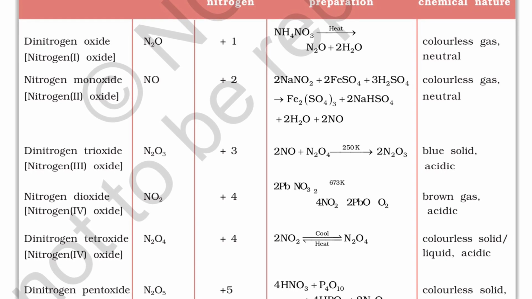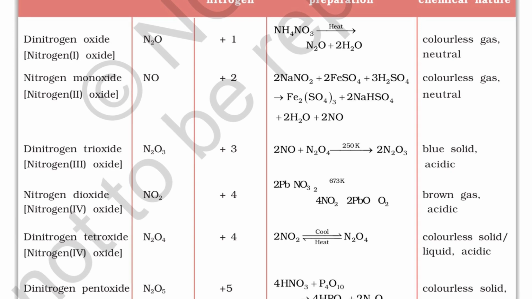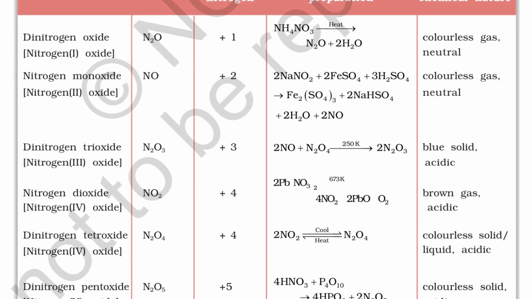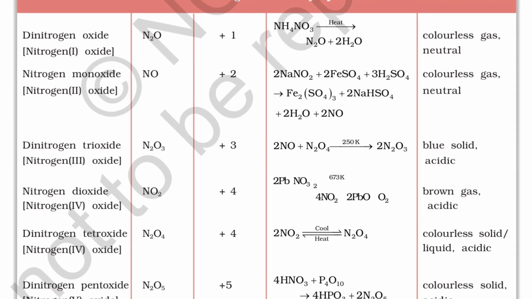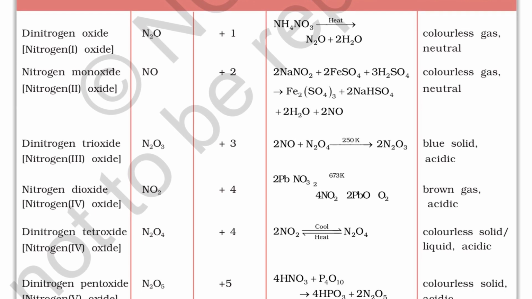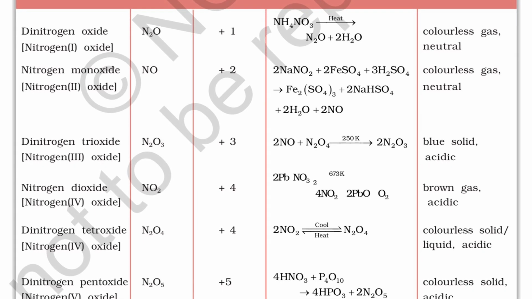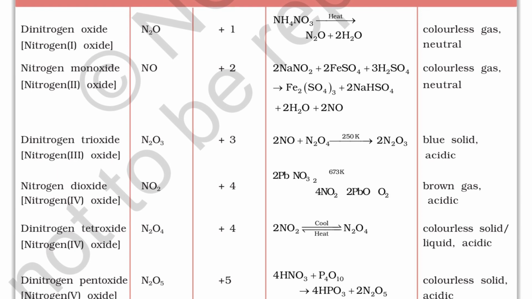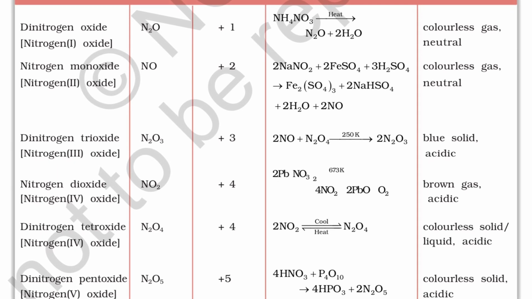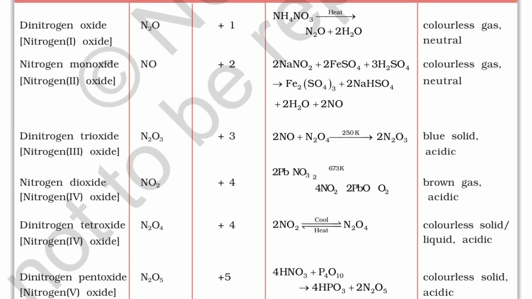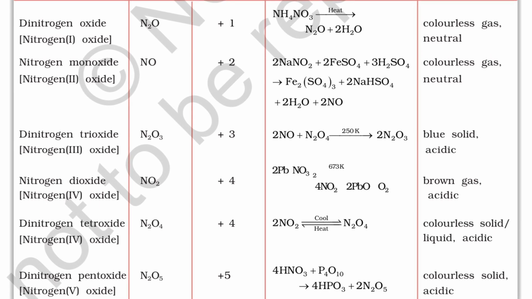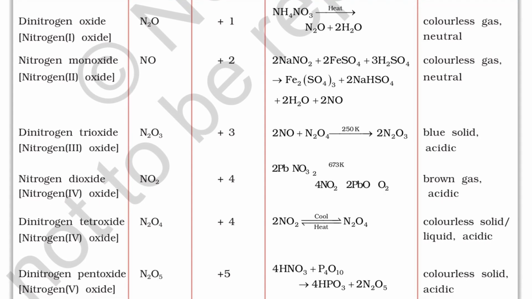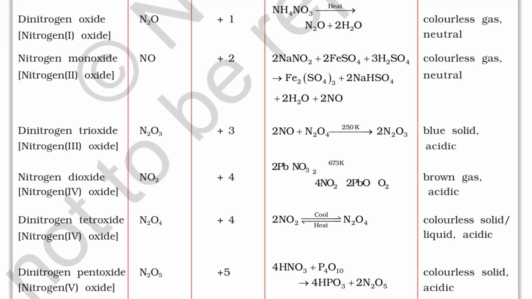Important line. Dinitrogen tetroxide, N2O4, oxidation state is +4. NO2 on cooling forms N2O4. N2O4 on heating forms NO2. It's a colorless solid or liquid, acidic in nature. And the important line is it is diamagnetic. NO2 is paramagnetic, N2O4 is diamagnetic.